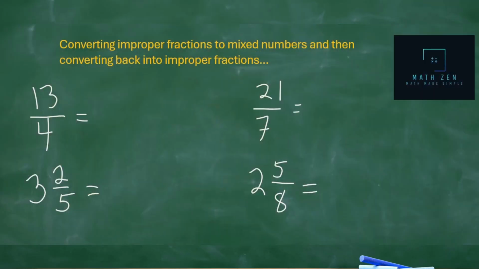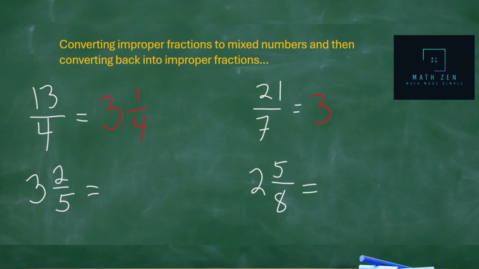Alright, that should have been enough time for you to go ahead and get these 4 problems answered. Let's go ahead and check and see how you did. 13/4 would have converted to 3 1/4. 21/7 was intentionally there to try to trick you. 21 divided by 7 is just 3. There is no fractional part to that one.